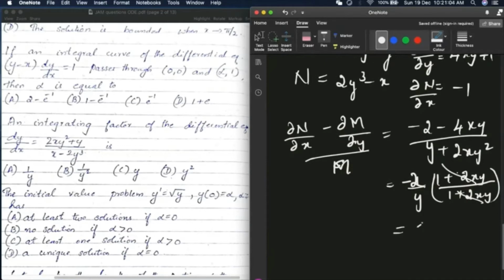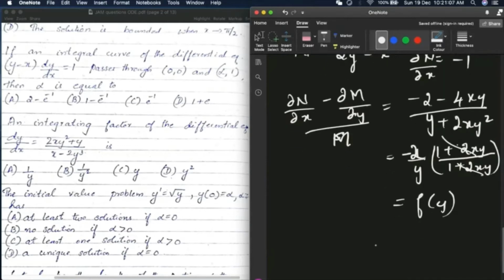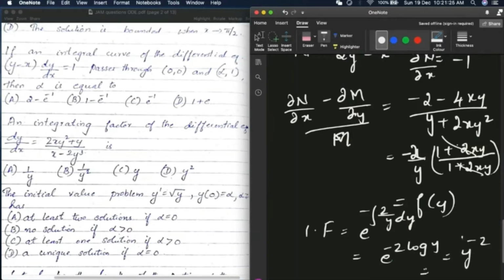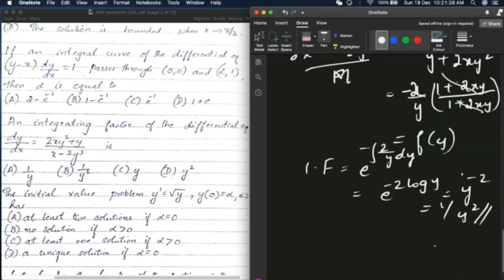So this is a function of y, which is exactly what we want as per that rule. So my integrating factor will be e raised to the integral of minus 2 by y dy. It's equal to e raised to minus 2 ln y, that's 1 by y square. These are all actually direct questions only.